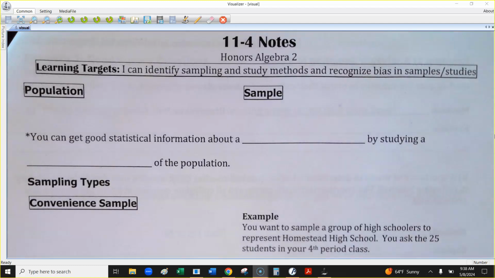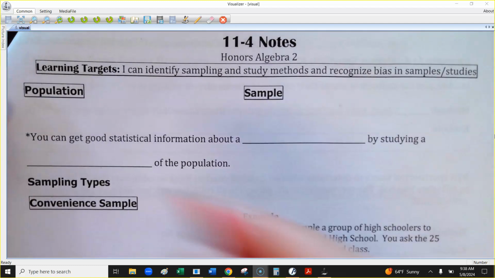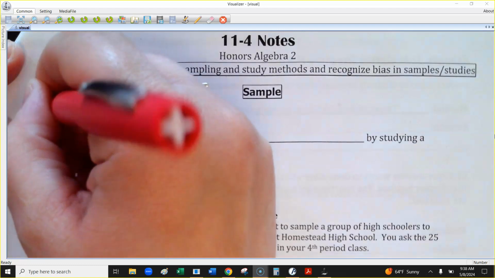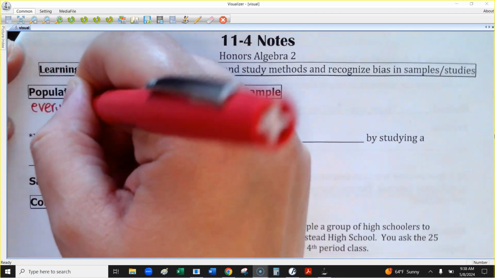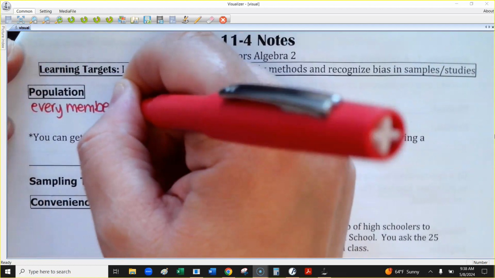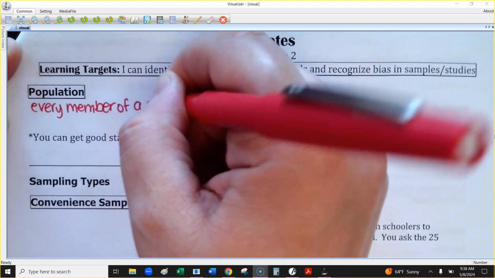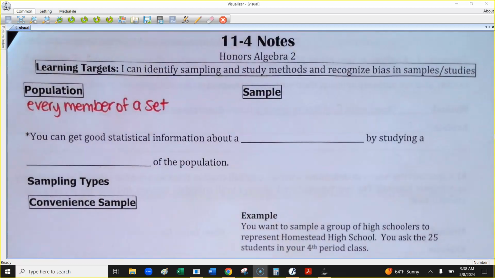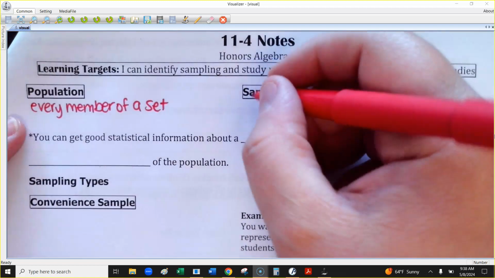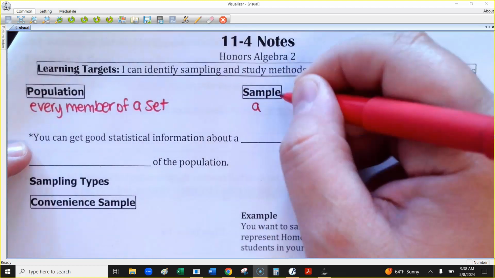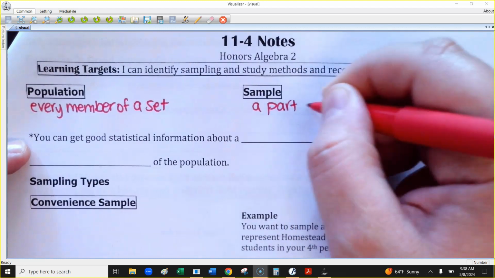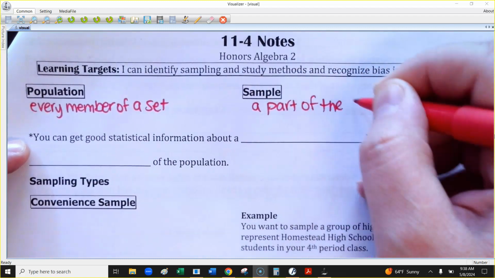So just in general, population is every member of a set, every single member of a set. And the sample then is going to be a part of the population.